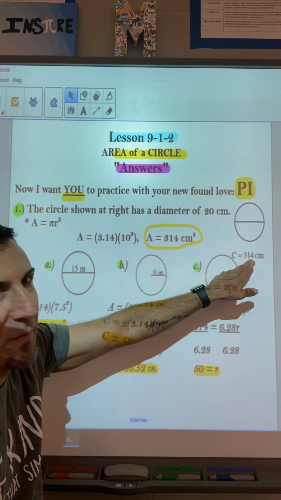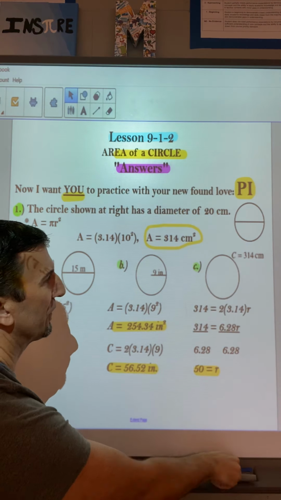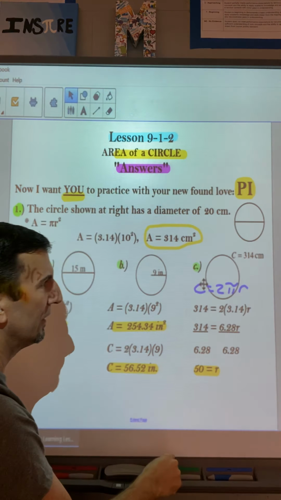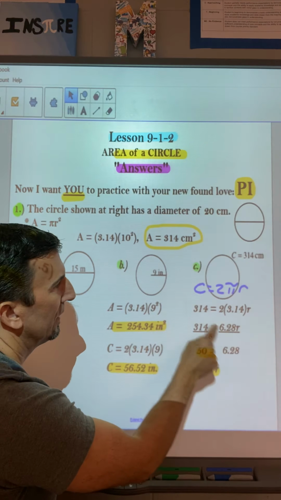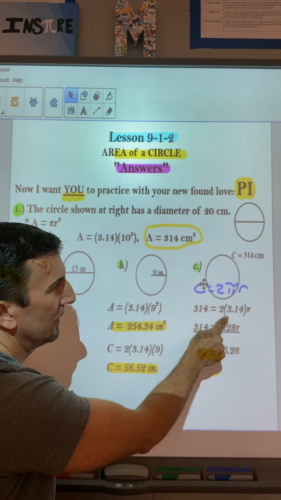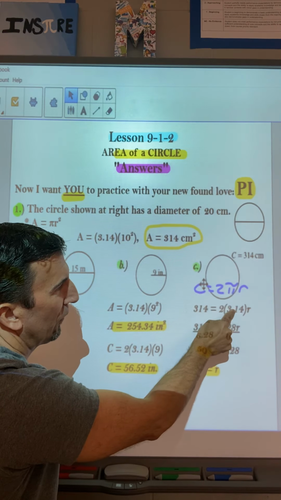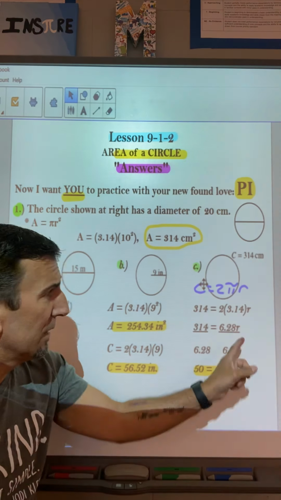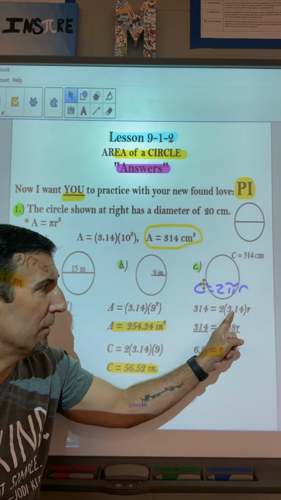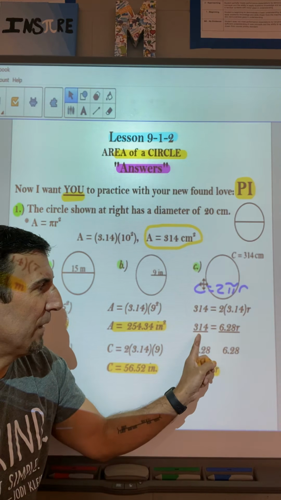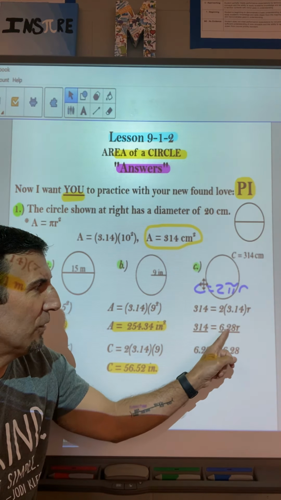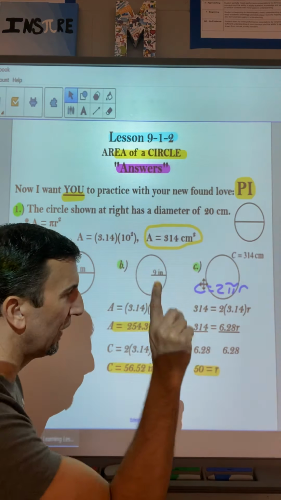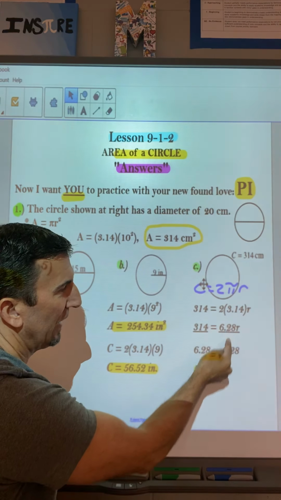Now this last one's a little trickier. So we knew the circumference was 314. So the circumference is equal to 2 times pi times the radius. So we put in 314 for the circumference. We put in 2 for 2, 3.14 for pi, and r is r. Now we have to solve this equation. So we do 2 times 3.14, which is 6.28. So we have 314 equals 6.28 times r. Now I need to get rid of the 6.28 off the r, so I divide by 6.28.